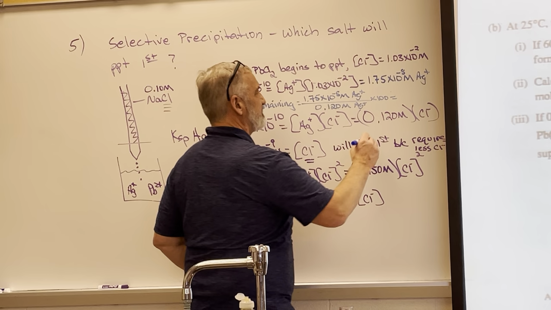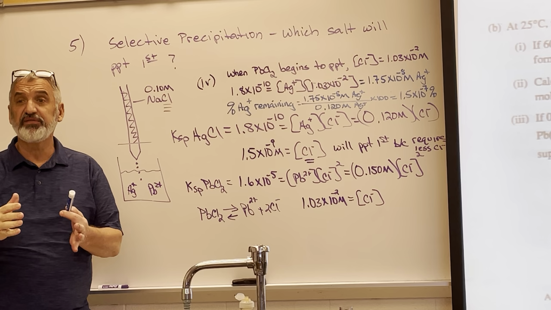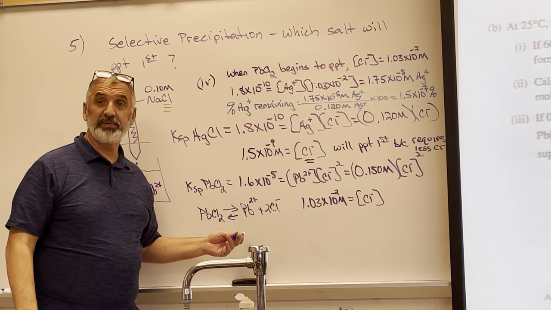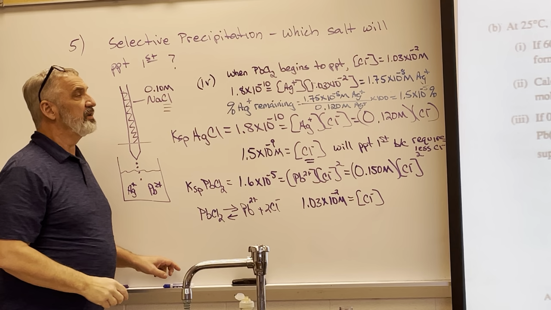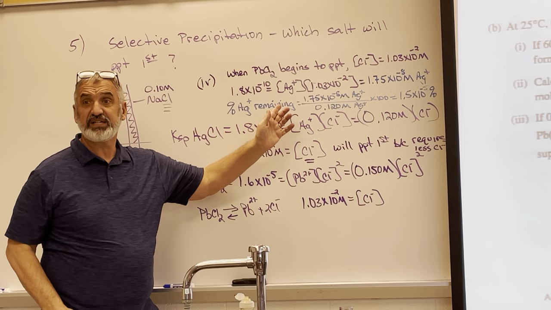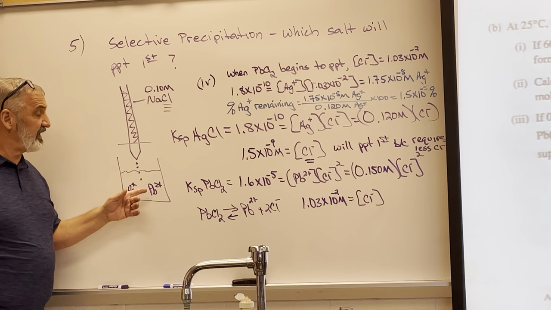And that's a percent. It's a small percentage. So only 1.5 times 10 to the minus 7th percent of the silver remains when the lead chloride begins to precipitate out. It's the negative exponent, so it's still a small number. That's the percent of the silver remaining. A very tiny percent of the silver will still be in solution. So as I'm adding chloride, silver precipitates, and keeps precipitating, until it's almost all gone. Then finally, the lead begins to precipitate.